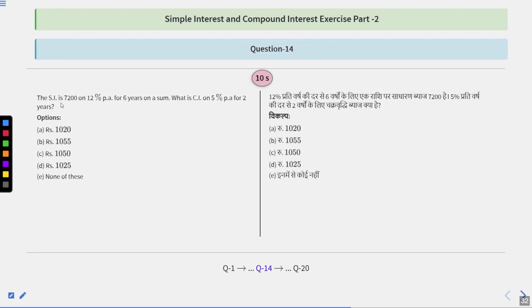The simple interest is 7,200 on 12% per annum for 6 years on a sum. What is compound interest on 5% per annum for 2 years? Clear? So you have 5 options and 10 seconds to analyze the question. Your time starts now.